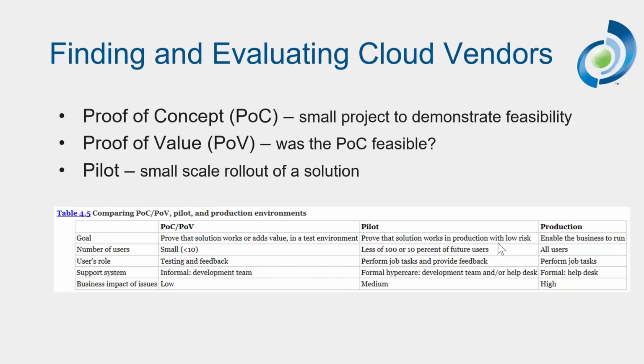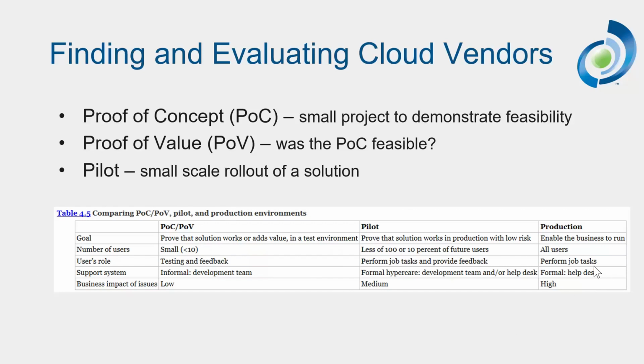And then production. So remember, we went proof of concept, proof of value, to pilot, to full on production. Production means that we throw it out there, we roll it in, and it becomes the way people do their work. That's what's meant by production. So the goal, enable the business to run. Number of users, all of them. When you're in production, you roll into the new system. Everybody's all in.